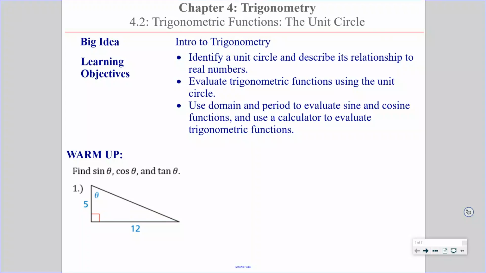The next lesson, 4.3, is right triangle trig, but I just want to do a little refresher on some right triangle trig because it helps us discover some ideas in this lesson. So I gave students this right triangle with this upper angle marked theta. You know two sides, 5 and 12, and I wanted you to find the sine of theta, the cosine of theta, and the tangent of theta. You're not actually solving for theta.